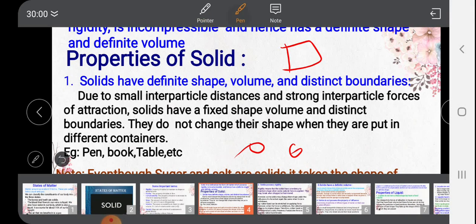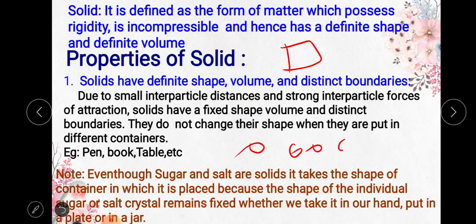See, if you take a sugar crystal in any place, the crystal remains the same wherever you take it. You can place it in a jar or in a plate or wherever. But if you add sugar in a plate, it will take the shape of the plate. In a cup, it will take the shape of the cup. It takes the shape of any container. It doesn't mean that sugar is not a solid or salt is not a solid. Okay, it is an exception.